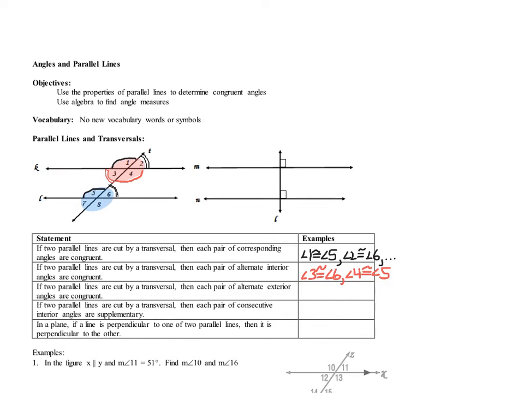The alternate exterior angles will be congruent. So we're talking 1 and 8. Two and 7.